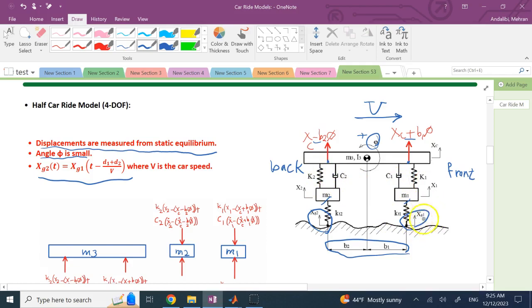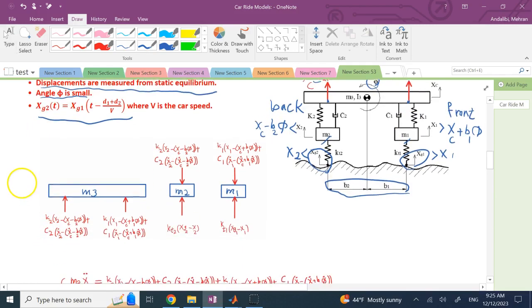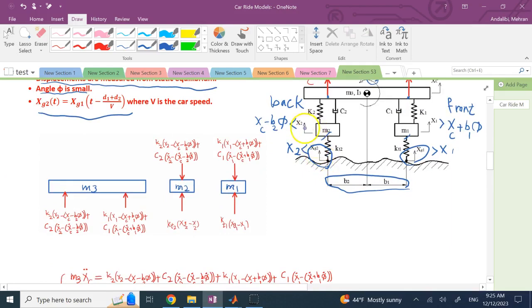And again, here for simplicity, we assume that xg1 is bigger than x1, and this x1 is bigger than xc plus b1 times phi in the front, and in the back xg2 is bigger than x2, and x2 is bigger than xc minus b2 phi. Again, these assumptions will not change our equations, just simplify the finding of these terms. So here, if we assume xg2 is bigger than x2, then the tire will push up m2 and m1, and the same xg1 bigger than x1. You see, and these are those terms.